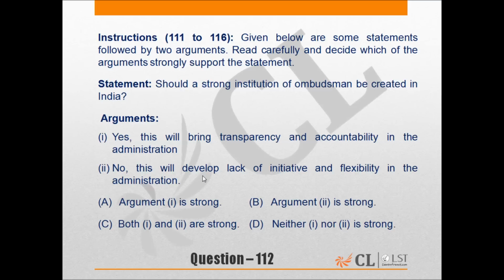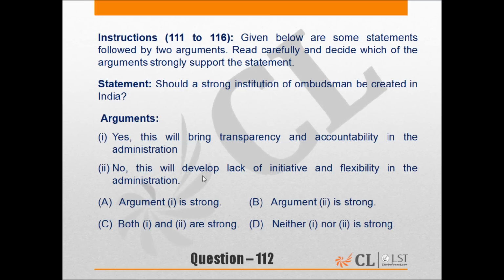Question 112, similar type, of course. Here again, two sides are presented. Yes, this will bring transparency and accountability. Should a strong institution of ombudsman be created? If there is oversight on any particular agency or organization, then that oversight is likely to bring transparency, accountability. So these benefits will definitely directly accrue if a strong supervisory institution is created. Hence, option 1, argument 1 straight away becomes strong.